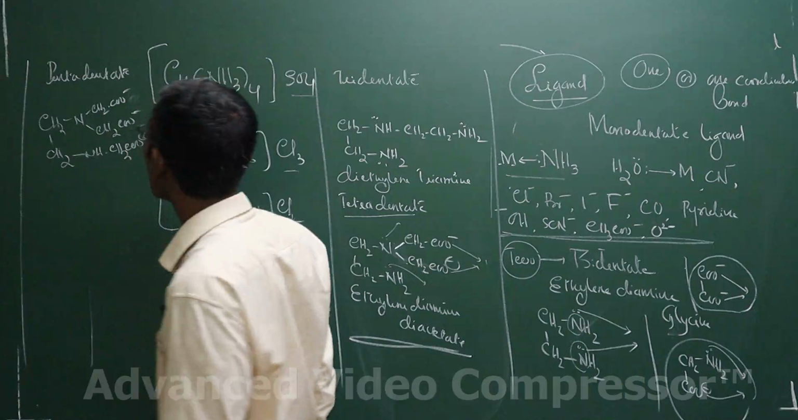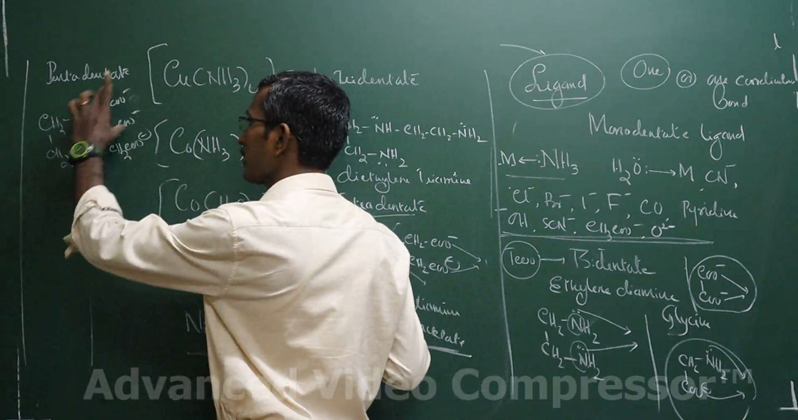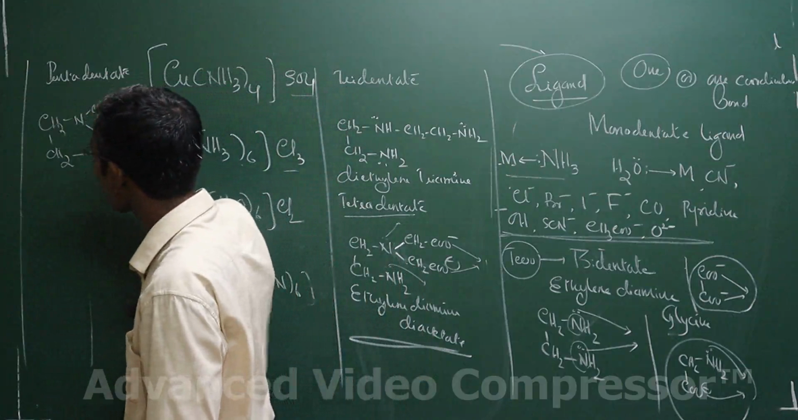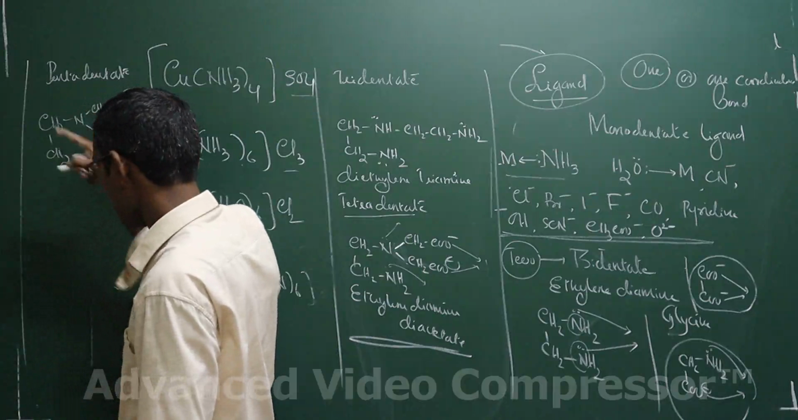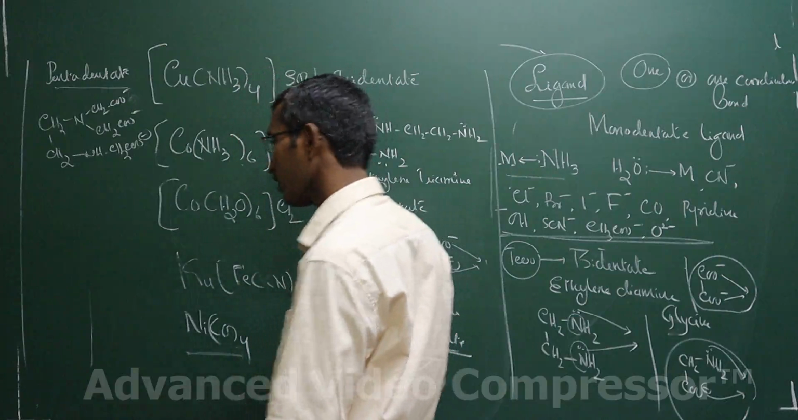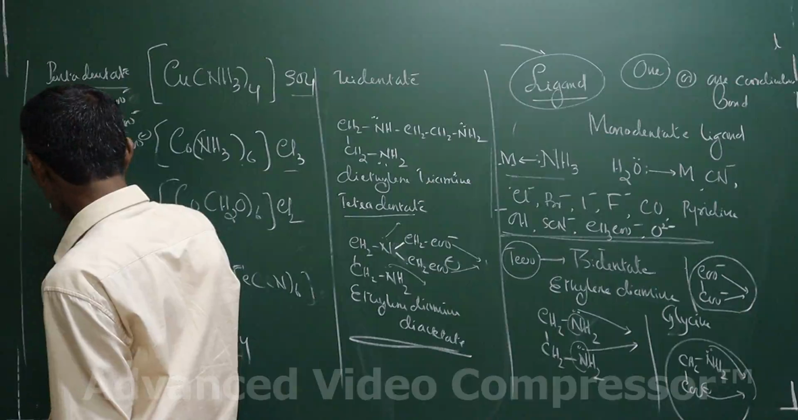Try to understand. In this case, what we have done is two nitrogen atoms and three oxygen atoms can coordinate to the central metal ion. That means five bonds can be made by a single ligand. That is why we call it a pentadentate ligand. The last one is the hexadentate ligand, which is a quite famous ligand.